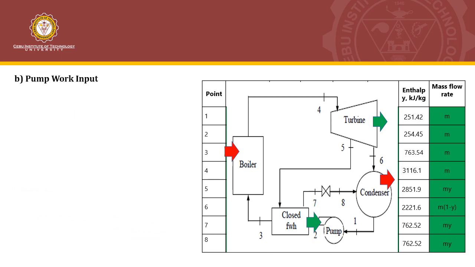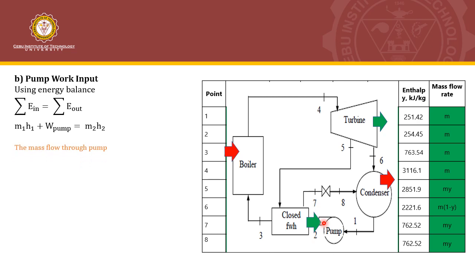Now that we already have the value of Y, we can get the value of the pump work input. Using energy balance for the pump here, energy in is equal to energy out. So we have energy in at 0.1 as well as the pump work input, and then the energy out, which is at 0.2. So rearrange. We know that the mass flow through the pump is just equal to M. So you can also see here that 0.1 and 0.2 have a mass flow rate of M. Substitute that in the equation and then rearrange to solve for the work of the pump.